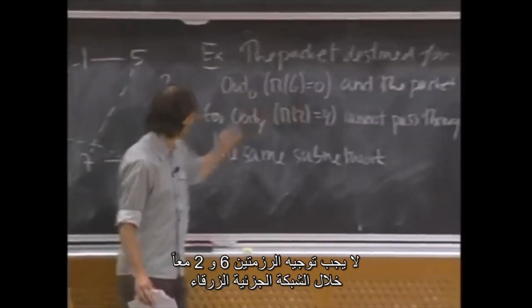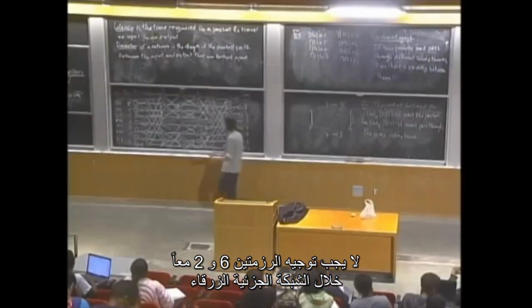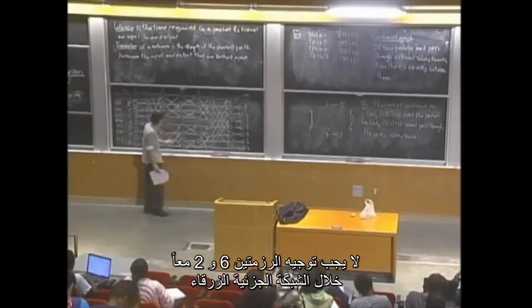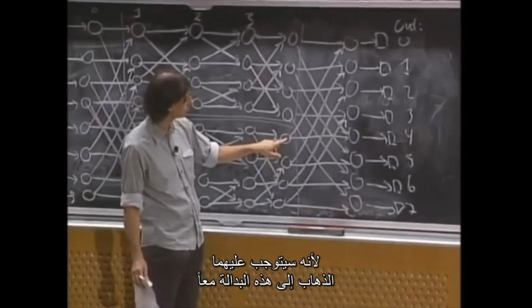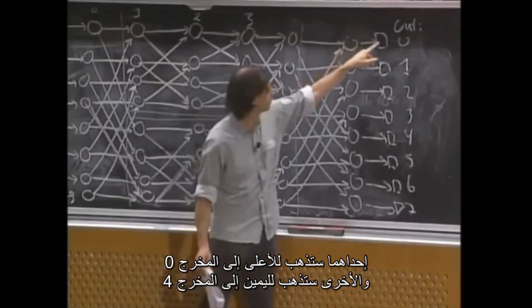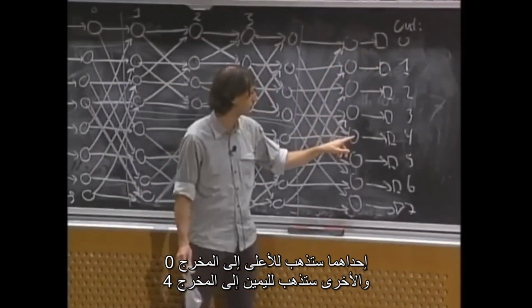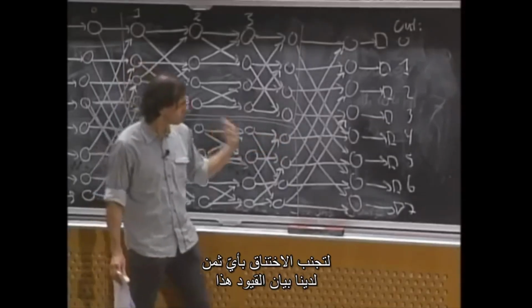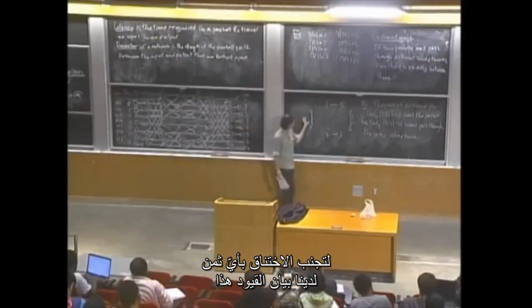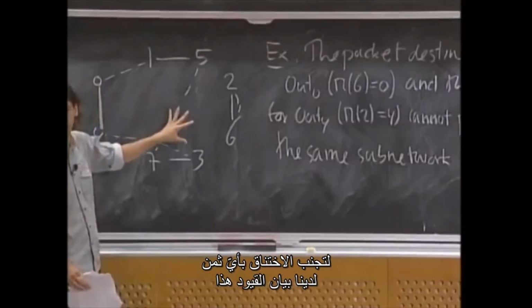The packets 6 and 2 should not both be routed through the blue network, because then they would both have to go through this switch. One going up to output 0, and one going to the right, to output 4. So in order to avoid congestion at all costs, we have this constraint graph.